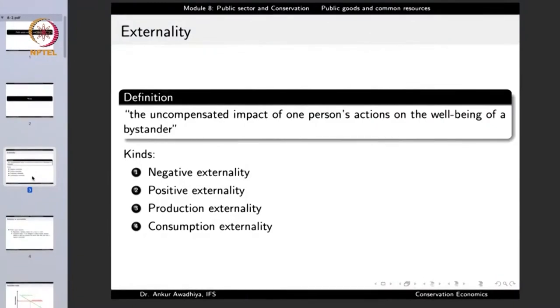You can have negative or positive externality. In the case of negative externality, the bystander is negatively impacted. In the case of positive externality, the bystander is positively impacted. That is, he receives a benefit. Production externality occurs when the actor is producing something, such as a mining industry. And consumption externality occurs when the actor is consuming something, such as a polluting vehicle.